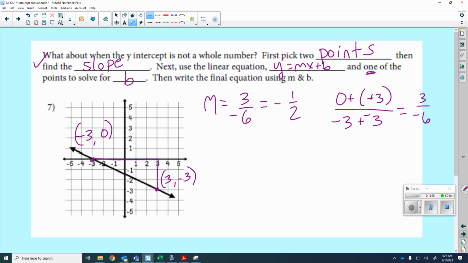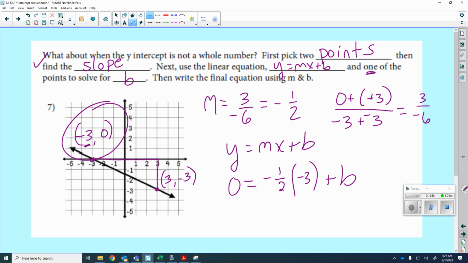So which point do we want to use? Oh my gosh, make a decision. -3, 0. Thank you. Okay, so now we're taking y equals mx plus b. So in my point, -3, 0, what is y? 0. What is m? -1/2. That's what we just did. What is x? -3 plus b. Now does it look familiar? Yes. Thank you.